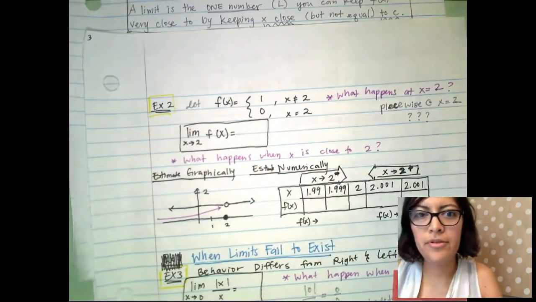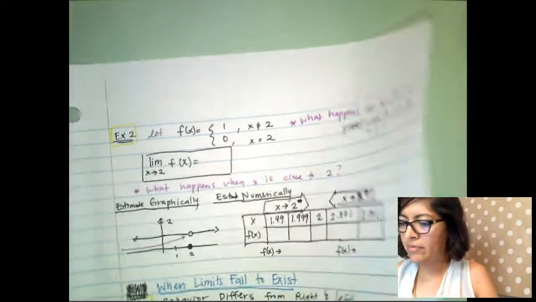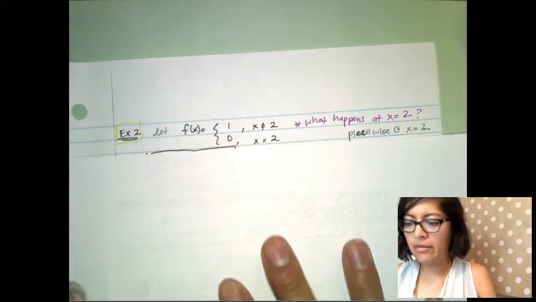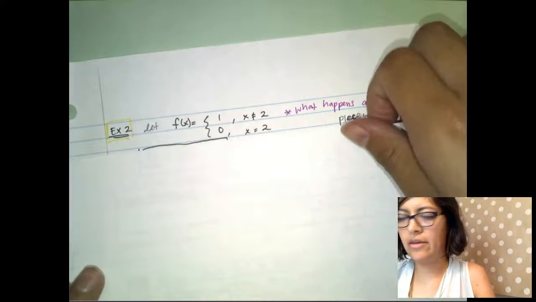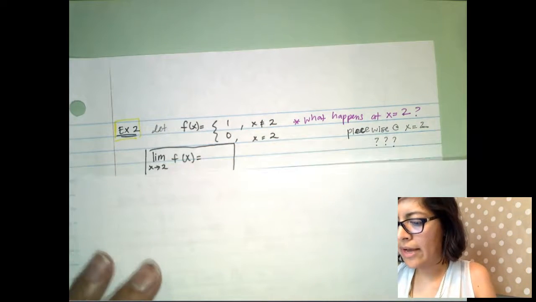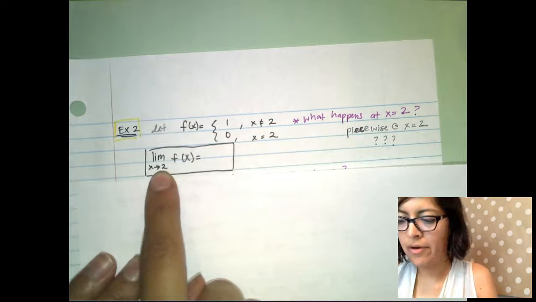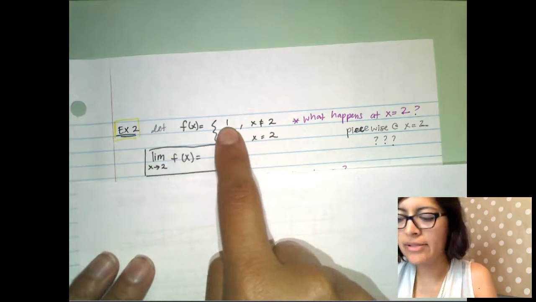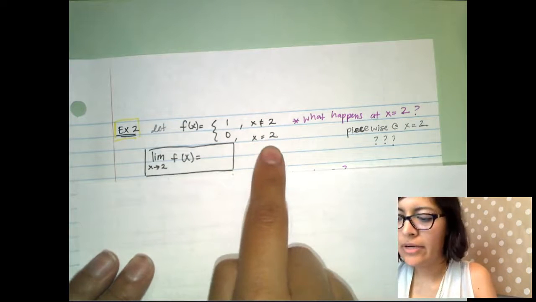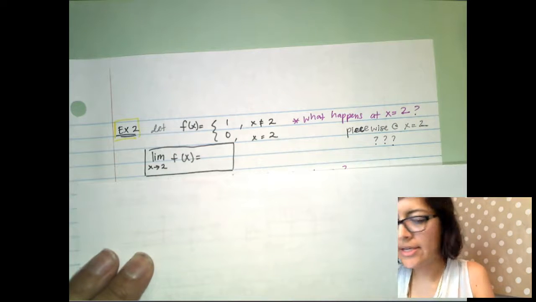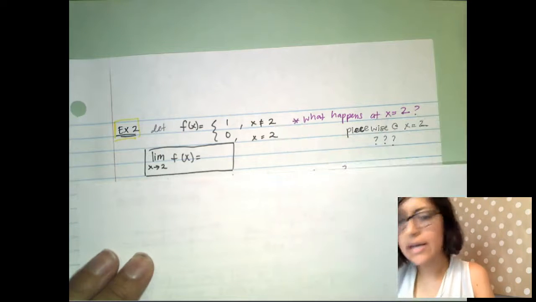Example number 2. We're going to look at one that's piecewise. So we're going to let this function look like this. It's going to be piecewise. We're going to look at the limit as x approaches 2 of f of x, this piecewise function. So the piecewise function is 1 everywhere except at 2. At 2, it's equal to 0. See how there's these weird parameters that it has?